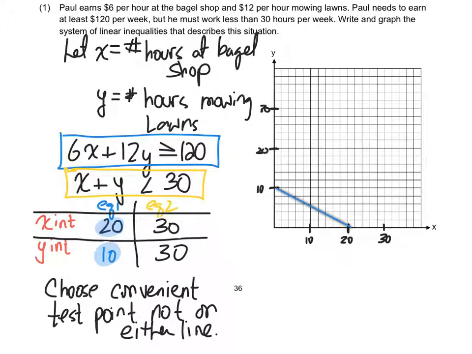Gonna look hideous. Yeah, that's the best I can do. All right, so choose a convenient test point that's not on either line.